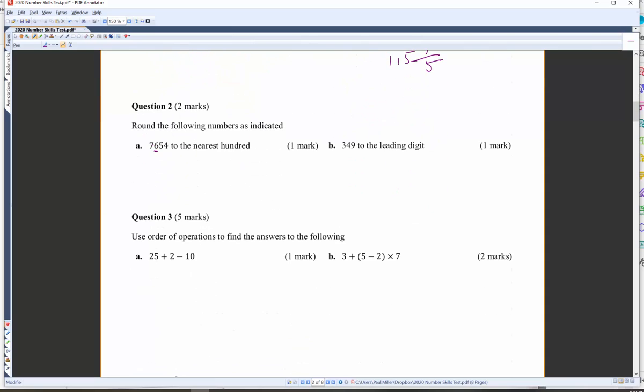Okay, this one required rounding to the nearest hundred. So we look in the hundreds column and we look to the number immediately to the right of it. If it's 5, 6, 7, 8, or 9, this number goes up by 1. So the answer here is 7700.